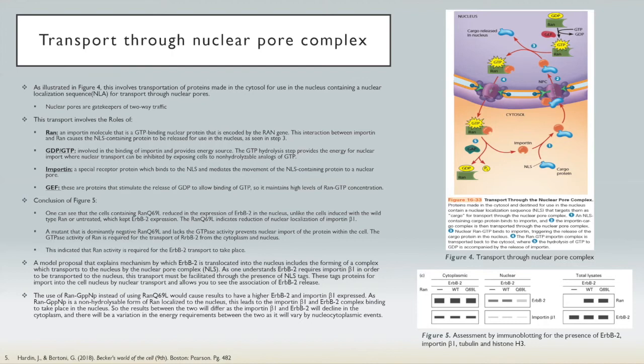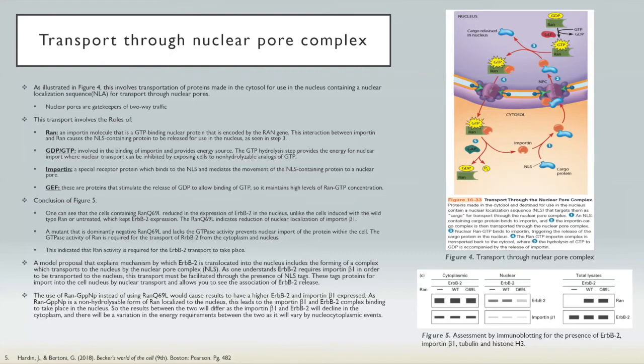The transport actually involves the roles of various factors such as Ran. It involves GDP and GTP, importin and GEF. Ran is an important molecule that is a GTP-binding nuclear protein encoded by the RAN gene. This interaction between importin and Ran can cause the NLS-containing protein to be released for use in the nucleus, as seen on step 3 from figure 4.